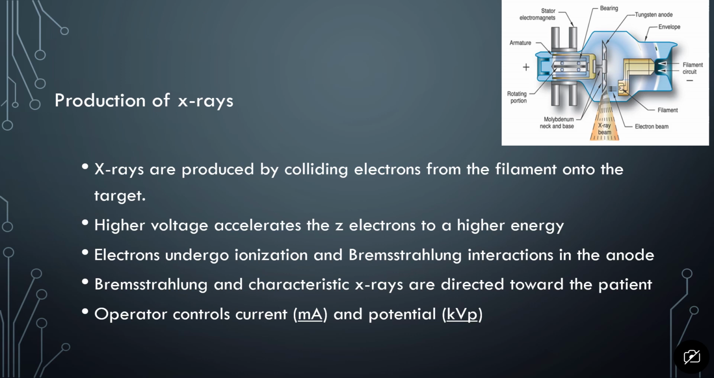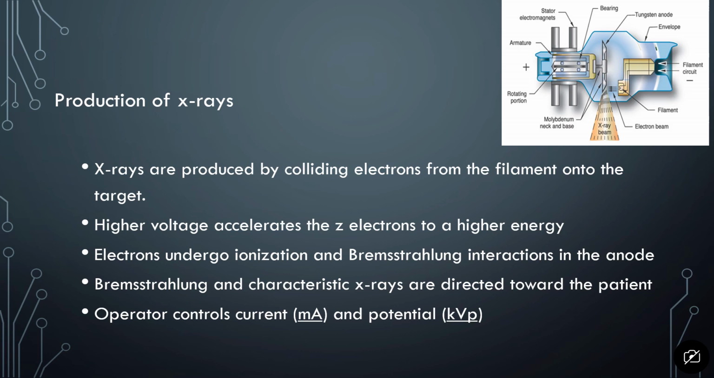Now, Bremsstrahlung is most common, but it's not what we want. We actually want the characteristic X-rays. And the operator controls the milliampere and the kilovolt potential settings, the MA and the kVp.